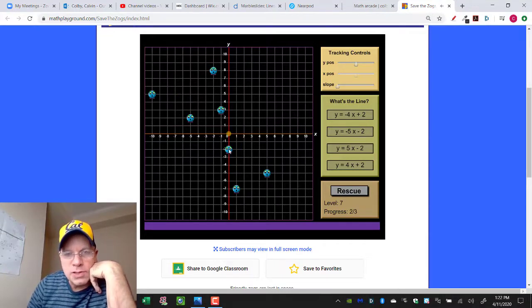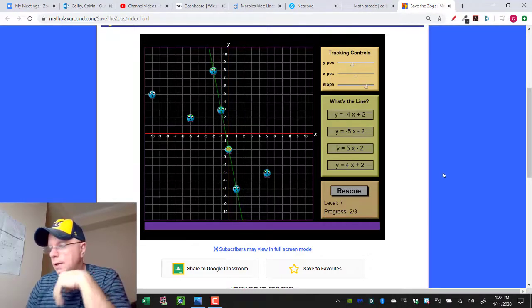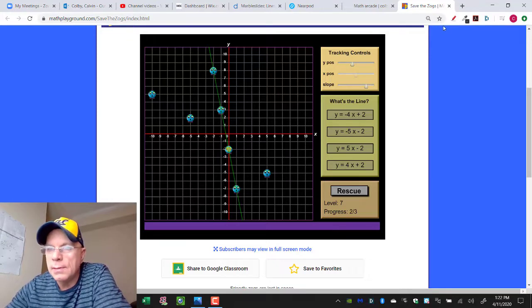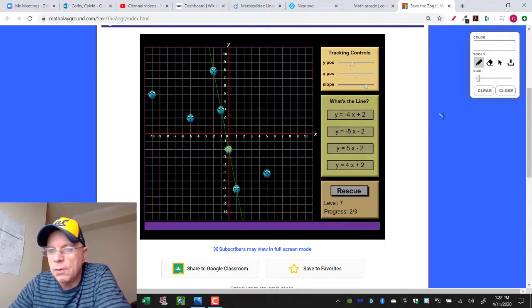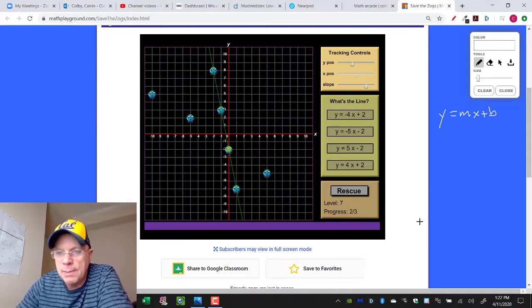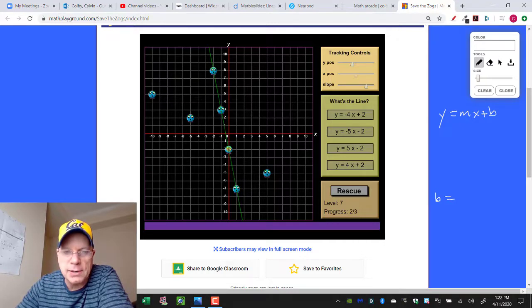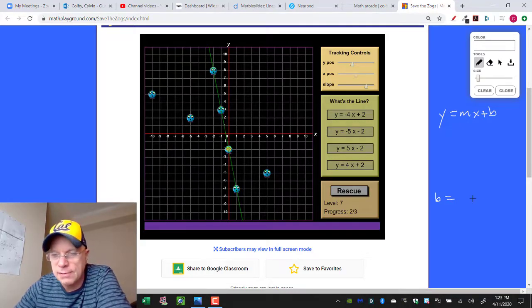You see my y-intercept is down here at negative 2. So I'm going to move my line down there. Then I'm going to adjust the slope until I'm going through 4 zogs. There they are. Alright, and then I'm going to write the formula. y equals mx plus b. My beginning point, the point where the line intersects the y-axis, is 2 below the x-axis, so negative 2.